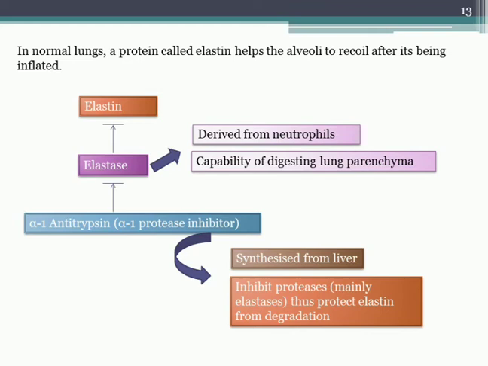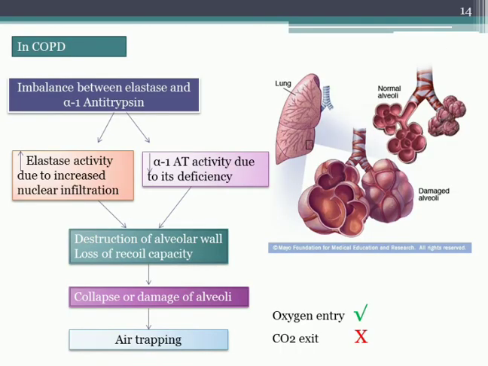Okay, so in COPD there is an imbalance between elastase and alpha-1 antitrypsin. You can guess already, right? As I told you, the normal function in a healthy adult. Then in emphysema, you can guess what will happen. In emphysema, there is an imbalance between elastase and alpha-1 antitrypsin. That is, there is an increased elastase activity due to increased neutrophil infiltration, and also a decreased alpha-1 antitrypsin activity due to its deficiency.